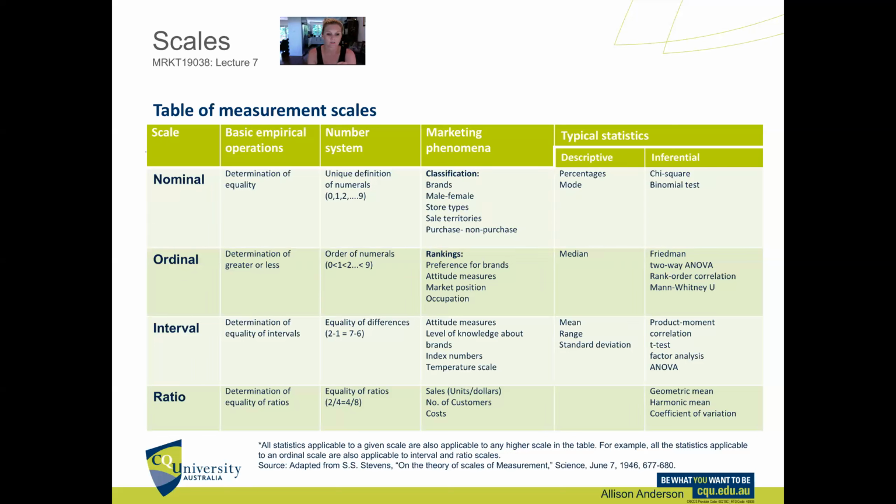Okay, interval, determination of equality of intervals. So equality of differences between them. So 2 minus 1 equals 7 minus 6, which is true. They both equal 1. The marketing phenomena that you look at when you're using interval are attitude measures, level of knowledge about brands, index numbers and temperature scales. Typical descriptive statistics are mean, range and standard deviation. I won't talk about the inferential stuff. Again, it might sound a bit confusing. They're different types of analysis tests that you use to assess interval data.